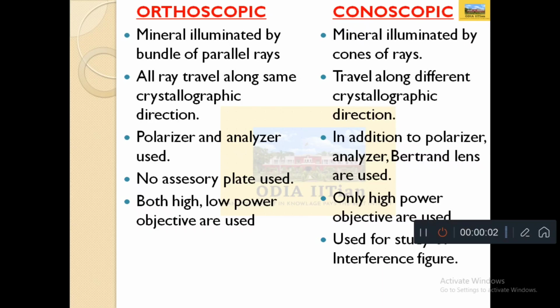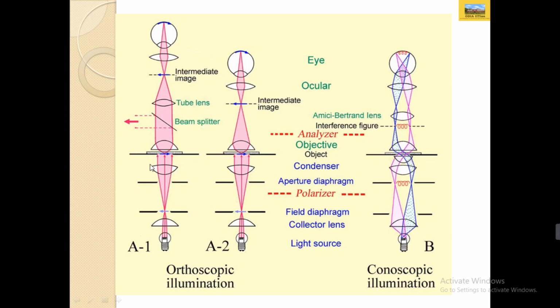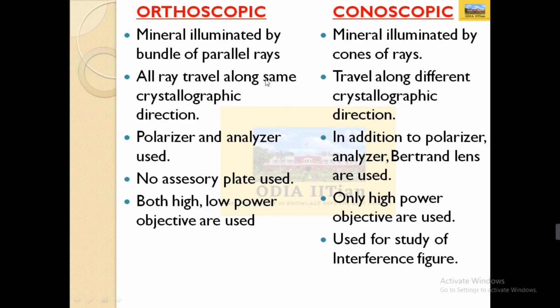Now we are going to discuss the important differences between orthoscopic and conoscopic illumination. In orthoscopic illumination, the mineral is illuminated by a bundle of parallel rays. In conoscopic illumination, the mineral is illuminated by cones of rays. You can see in the figure that light is hitting with parallel rays, and in this case in a conoscopic manner due to the presence of the condenser lens. In orthoscopic, all rays travel along the same crystallographic direction. In conoscopic, all rays travel along different crystallographic directions.